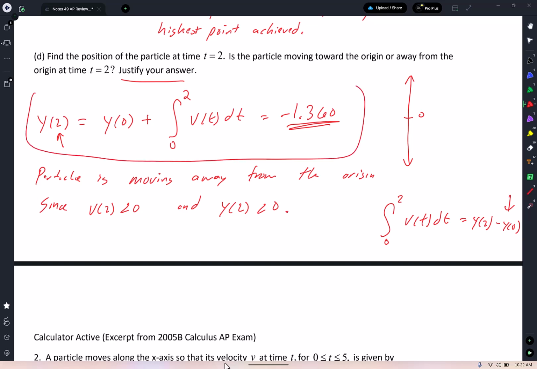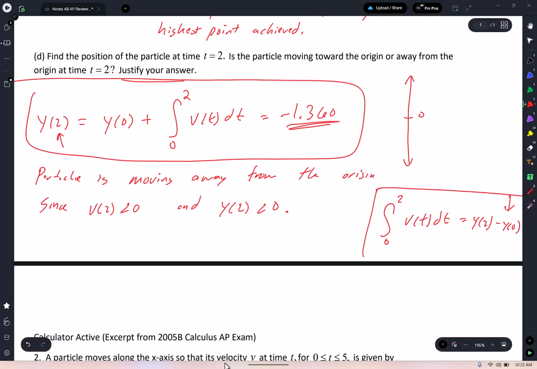So I want all of you to always look like that one. Yes, you can make it look like this one as well, because remember, that's what the integral of velocity is, right? Displacement. And there's motion on the y-axis. Look, this is displacement, y2 minus y0.